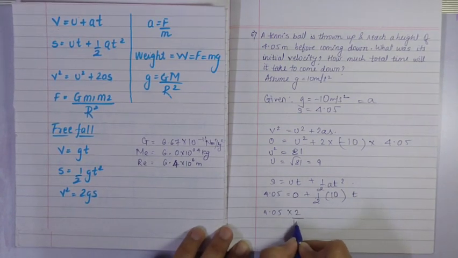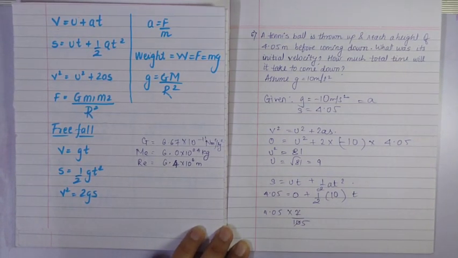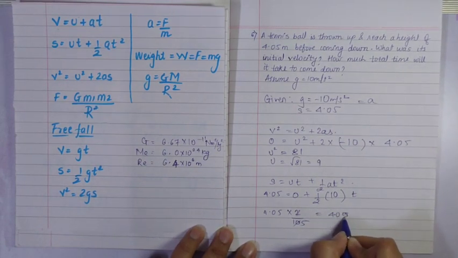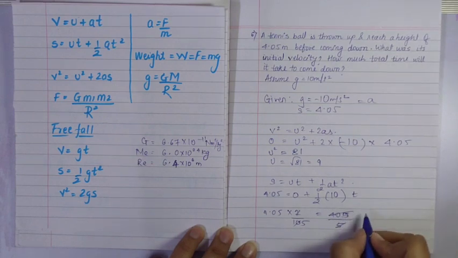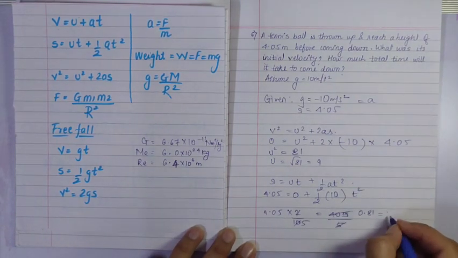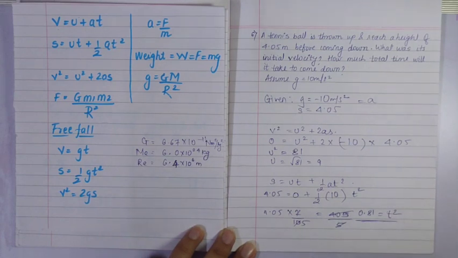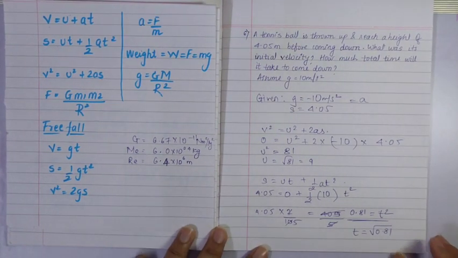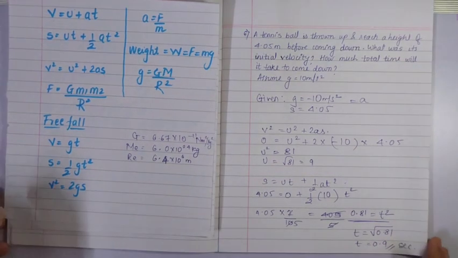So 4.05 into 2 upon 10. So this is 5. So 4.05 upon 5. So this is 0.81. Okay, so this is t square. So t square is equal to 0.81. So t will be square root of 0.81. If the square root of 81 is 9, then t is equal to 0.9 seconds. So this is how you solve the sum.